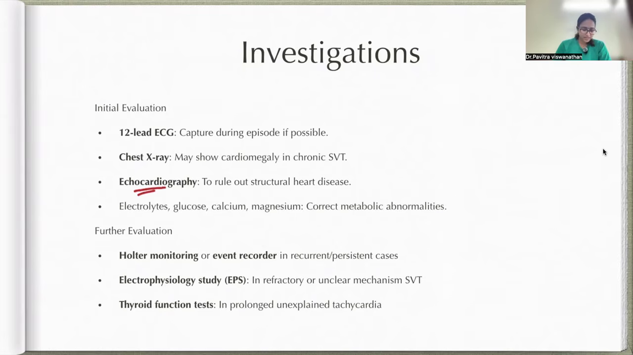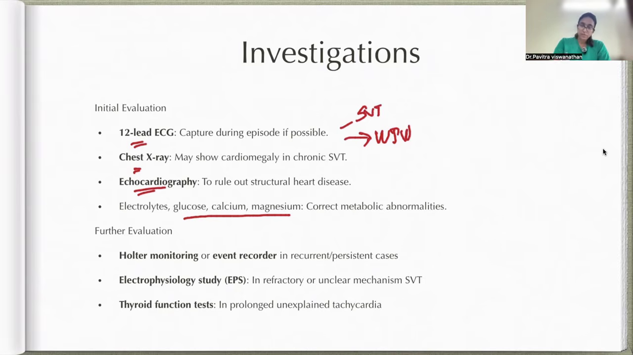X-ray will just tell you whether there is cardiomegaly, because persistent tachycardia itself can induce cardiomyopathy. A 12-lead ECG you do to diagnose SVT. You also want to know if there is some WPW component. Apart from that, electrolytes, calcium, magnesium, all of this will form part of the workup for any arrhythmia.